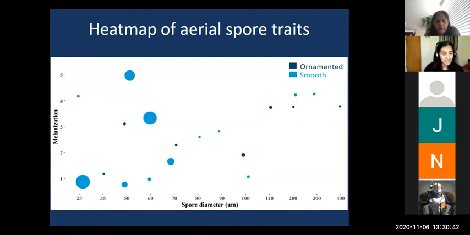So this is a heat map of the traits of the fungi that we saw over the course of the entire year. And so we could see that the spores that we found were generally small. So we saw some in the larger range, but most of them were lower than 70 microns in diameter. Most of them were smooth. They didn't have ornamentation. We're not really sure why.